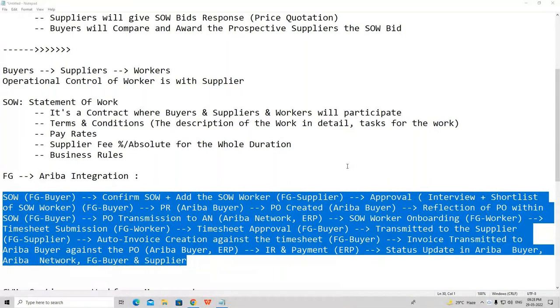Advanced services procurement means what? You're doing a service procurement, but instead of the line item, you're procuring the services of the contractors. So it's a special type of procurement, but nonetheless procurement. So it needs to be integrated with your financial system, which is nothing but your ERP, and also with your procurement system. Why? Because you need the PO and invoice also. That is why Fieldglass should be integrated with your financial system, the ERP, as well as your procurement system, that is Ariba in this case. Okay. Yeah.